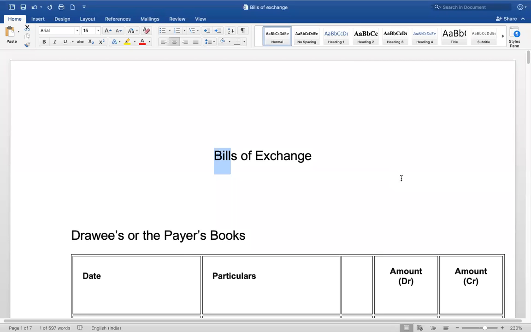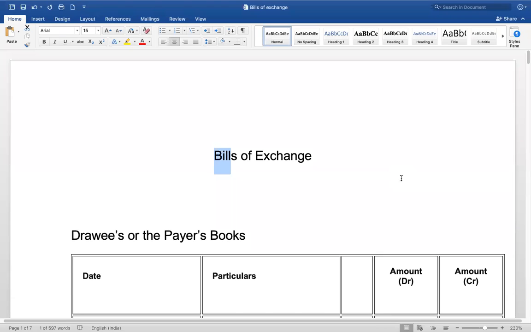Right? There's a drawer, the one who is writing the bill, the seller. There's a drawee, the one who is supposed to make the payment, who has given the consent. Drawer and drawee. Who is the drawer? The seller. Who is the drawee? The drawee in most of the cases is the one who pays. Okay, next.